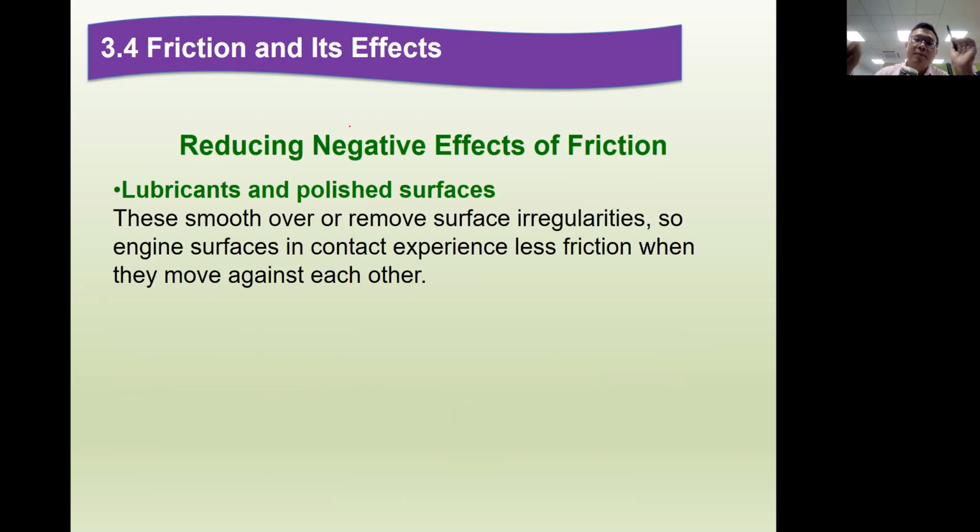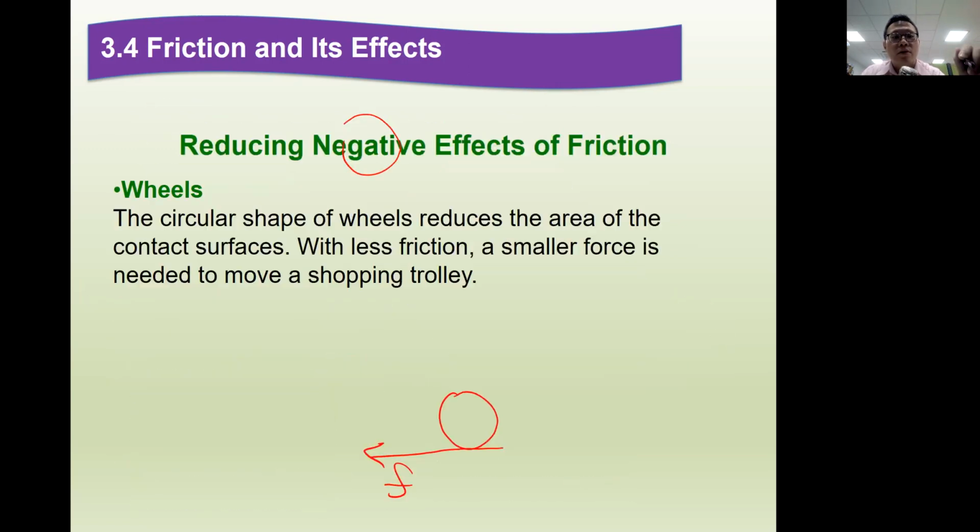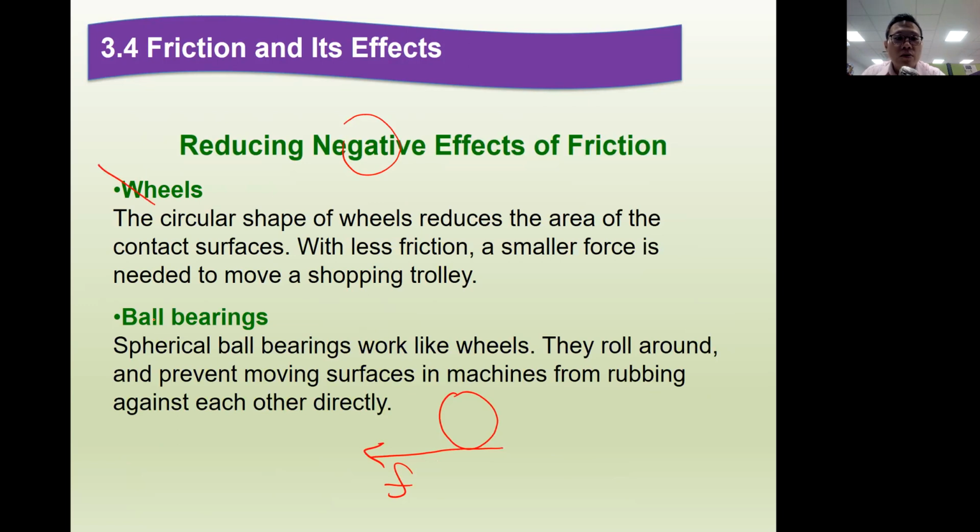Then, possible reductions. If you want to reduce friction, it is quite easily done. For the negative effect of friction, you use ball bearings, slot them in between the wheels, so that when you move, instead of one whole wheel rubbing, you have these ball bearings acting as mini wheels. Or you can reduce the wheel size, make it smaller. With less contact area, you have less friction.